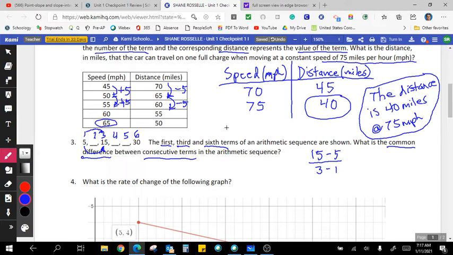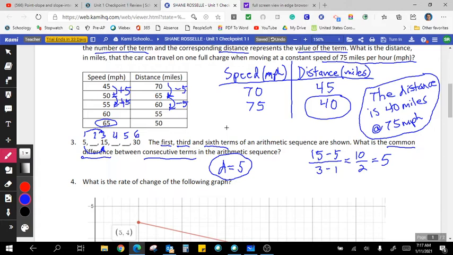And then I went to the first term. The value of the first term is 5 right here, and the first term is represented by 1 as far as the ordinal number is concerned. All right, so I just go ahead and subtract it, and I say 10 over 2, which equals 5. So D equals 5.